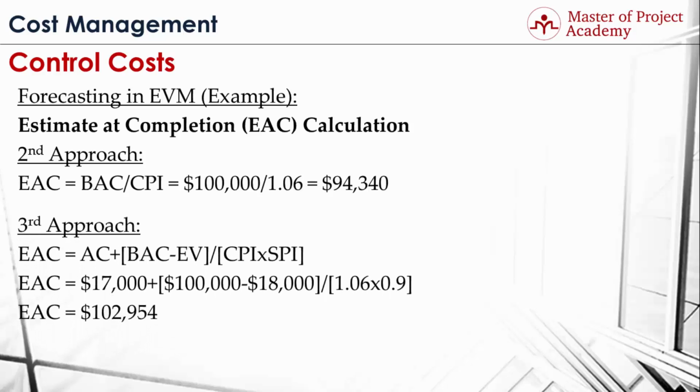In the third approach, cost performance and schedule performance of the project is taken into account. When we substitute the project values in the formula, the result is $102,954. As you see, estimate at completion value with this approach is greater than the budget at completion value, because, although the cost performance of the project was good, schedule performance of the project was bad. And when the cost and schedule performance of the project is considered together to find the estimate at completion value, result is greater than the budget at completion value.